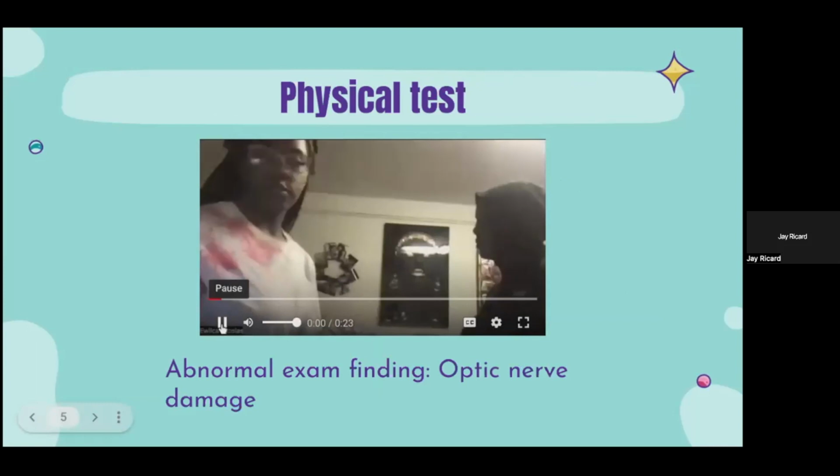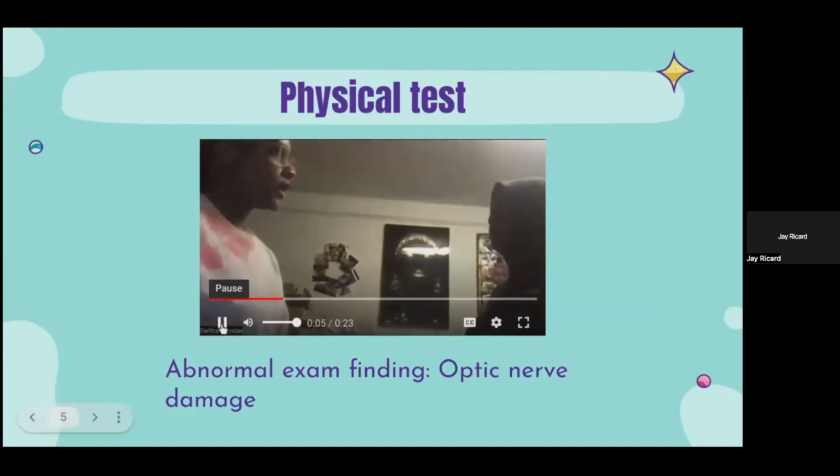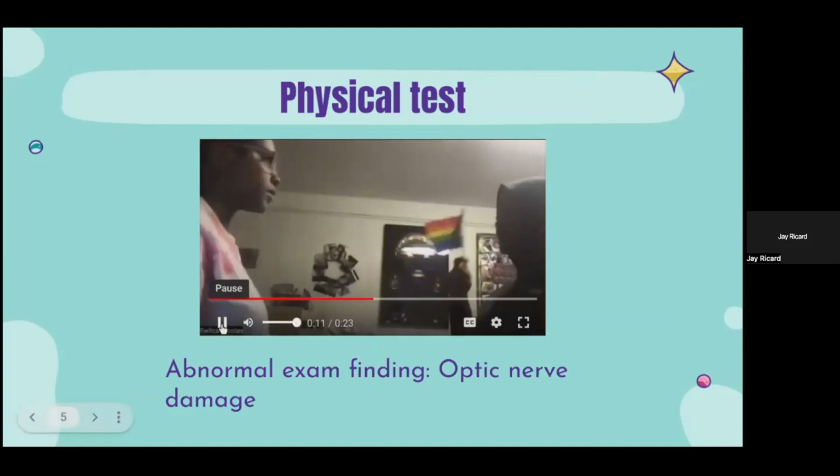I'm going to be testing your optic nerve. To test this, I'm going to have you look at a Snellen chart, cover one eye, and read the first 3 letters, and then we'll do the same with the other eye. You can cover your eye.